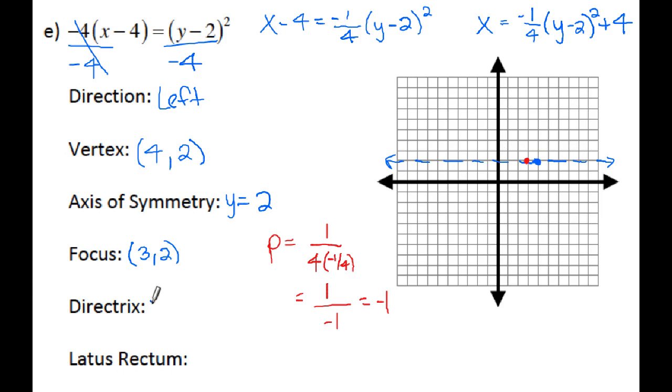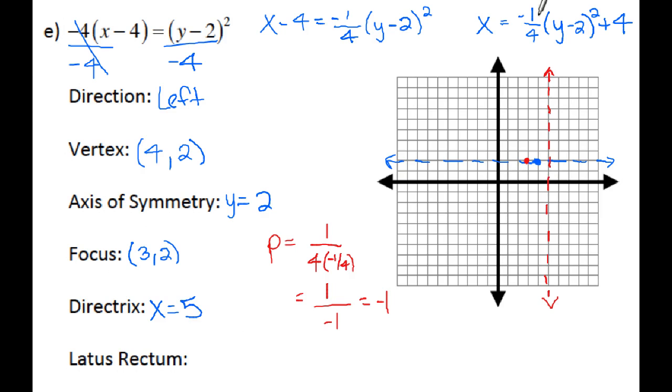My directrix is going to be x equals, since my axis of symmetry was y equals, and then I'm just moving 1 in the other direction. And I'm moving to the right, so that means I need to add 1 to the x-coordinate of my vertex, so it's going to be at x equals 5. Which is where it crossed my x-axis anyway. 1, 2, 3, 4, 5.